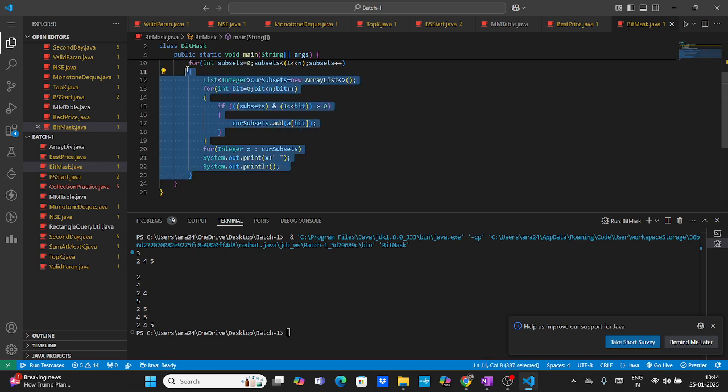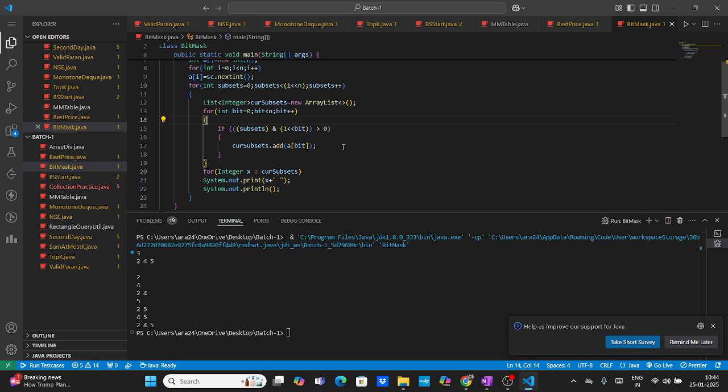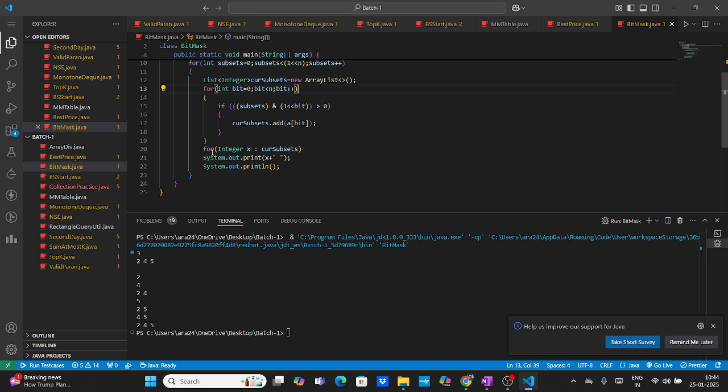What is the time complexity of this? How many times are we going at the top? 2 power n times. And this one, n times, right? So can I say 2 power n into n? Yes. Manan, do you guys agree? Yes.